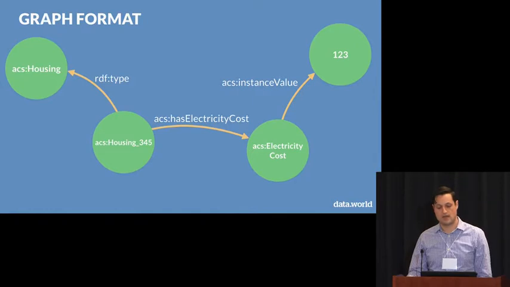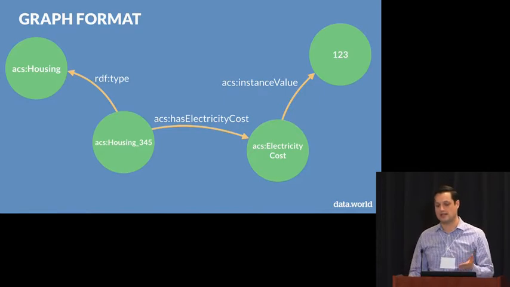And so here we have just a small section of what I'm talking about, where we have a fake housing unit that's given a prefix ACS. So housing 345 is of type ACS housing. It has an electricity cost, and that electricity cost is 123. So you can imagine more triples and more metadata added to this, right?